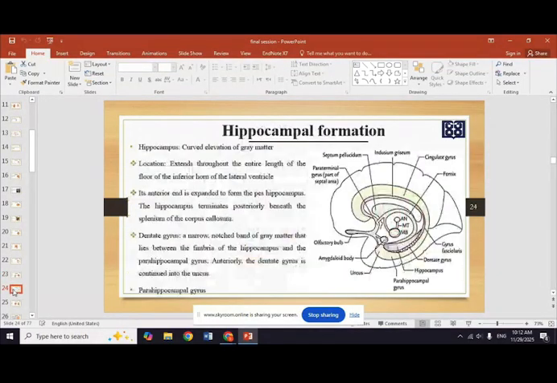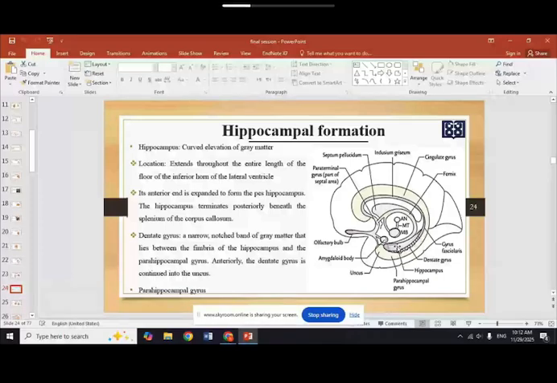We continue. The first one is the hippocampal formation. You are hearing these words for the first time. The hippocampal formation is the curved elevation of gray matter. You are seeing here. We have several structures that work with the hippocampus.